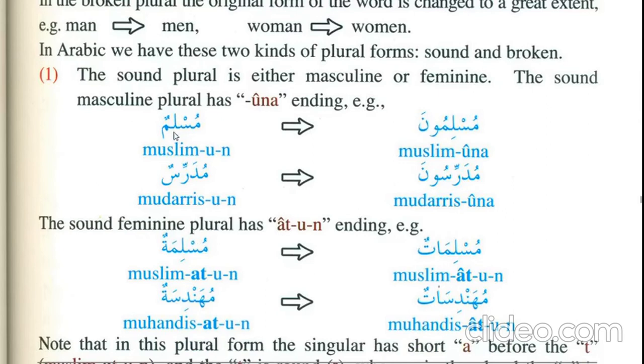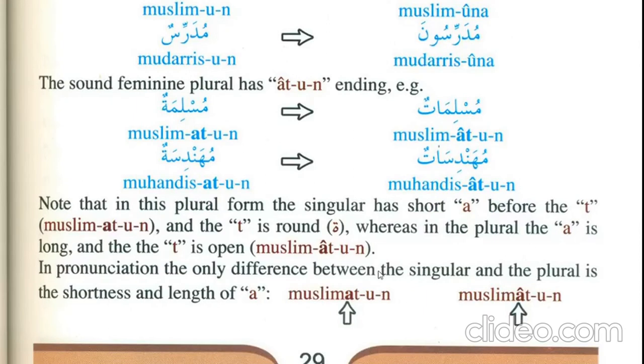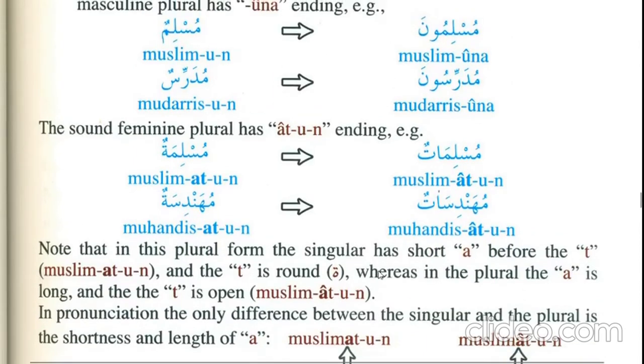In Jama Muzakkar Salim, we add waw and noon at the end of a masculine noun to make it plural. Muslim, Muslimuna. Mudarris, Mudarrisuna. But in Jama Muannas Salim, we add alif and ta to make a feminine noun plural. So you just need to read it and just remember one thing, that this waw is waw madda and this alif is alif madda.